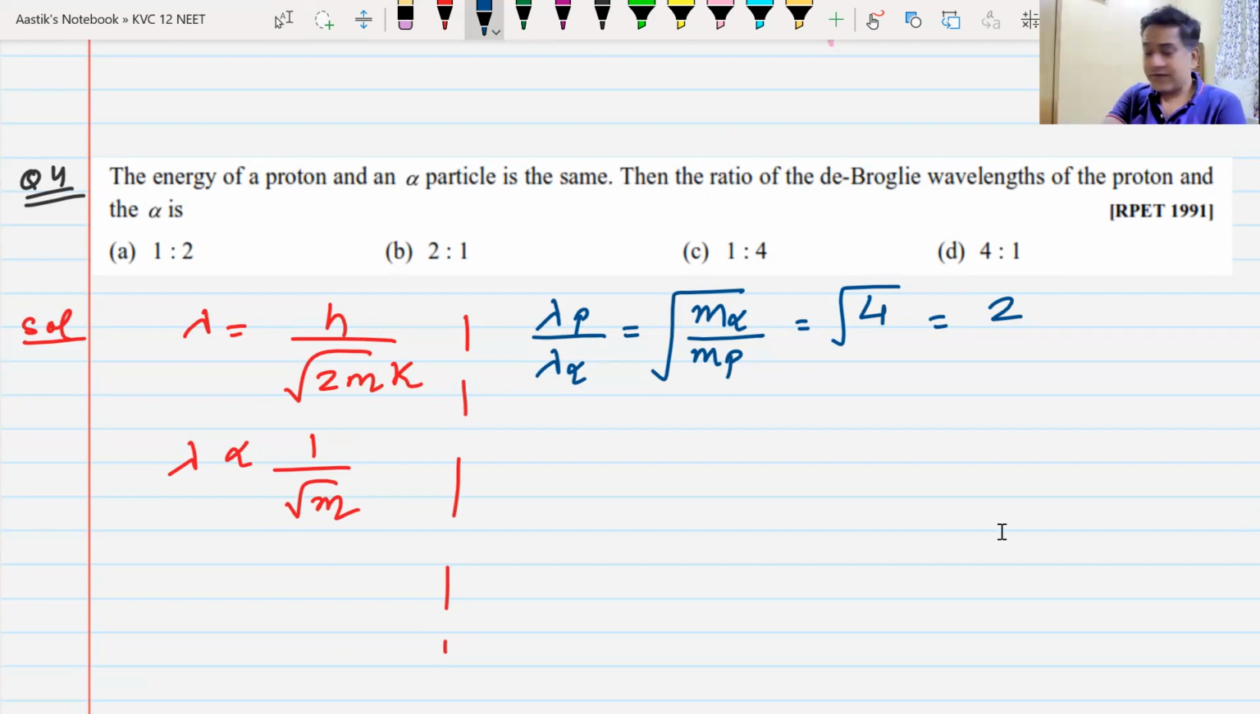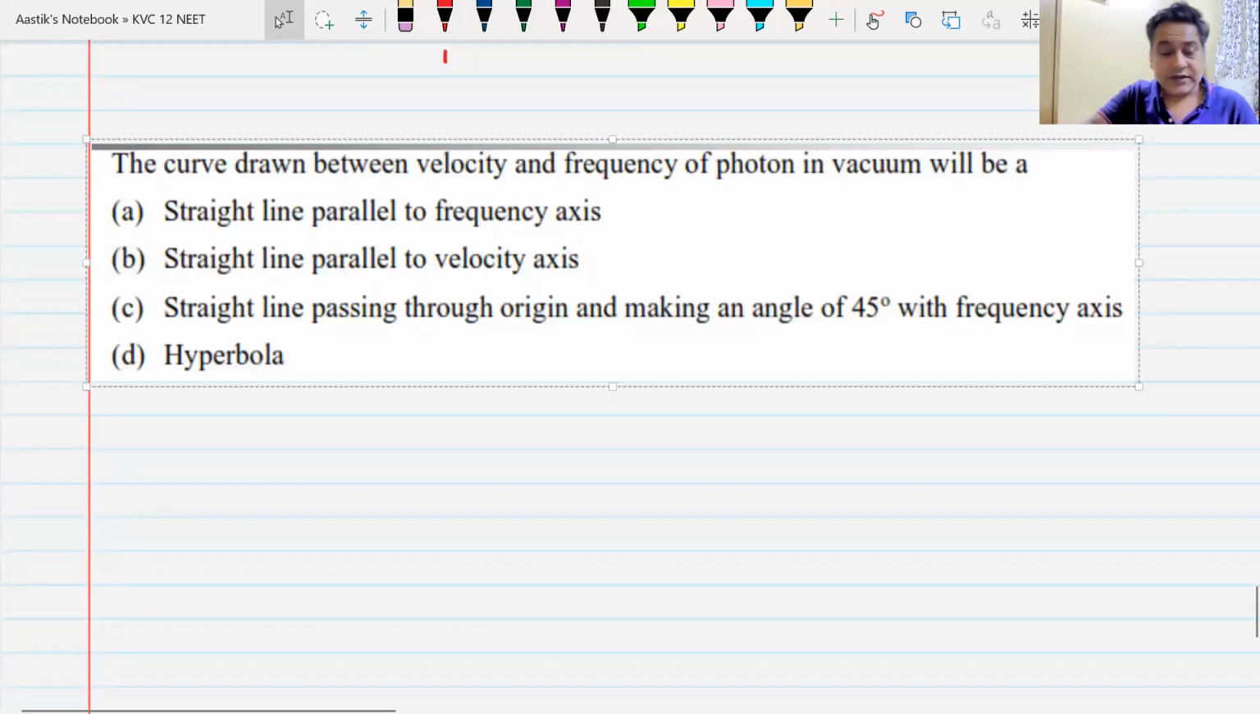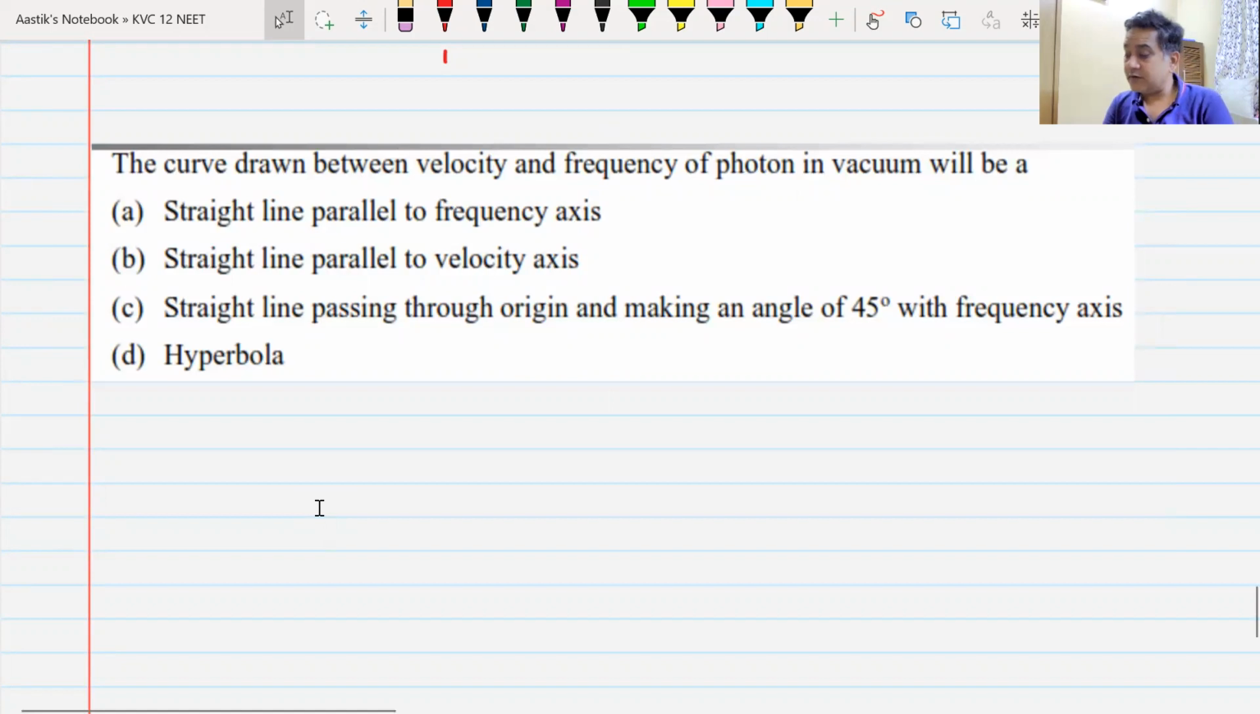Well, one last question remains in this category, so why should we leave it? Let us just write this, because these types of questions can come in JEE as well as NEET. So let me put this for you. A simple question. Think about it. Get me the answer. The curve drawn between velocity and frequency of a photon.